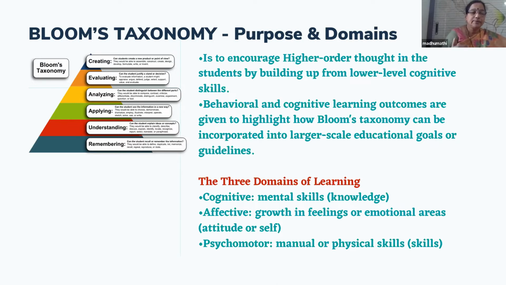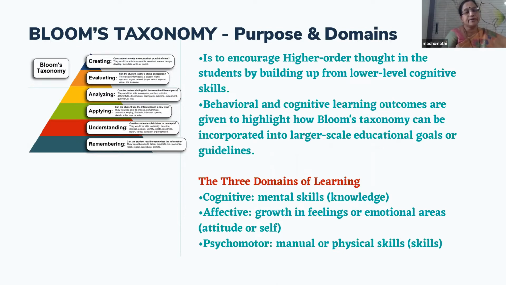If he falls into the lower order thinking skills, then it is the duty of the teacher to pull him up from the lower order to the higher order thinking. Then what are lower order thinking and higher order thinking? Bloom's taxonomy gives us three domains of learning. First, the cognitive, the mental skills. Second, the affective, the growth in feelings, emotional attitude and self. Then the psychomotor. And they are measured in different levels.